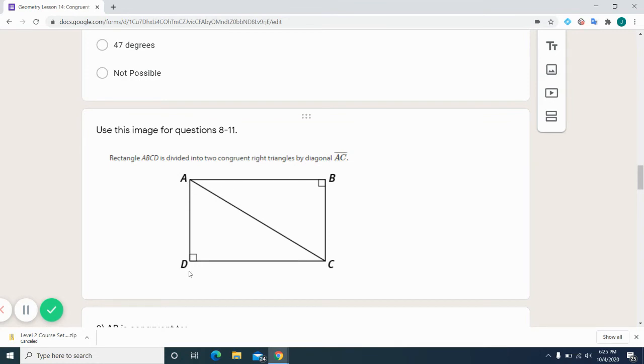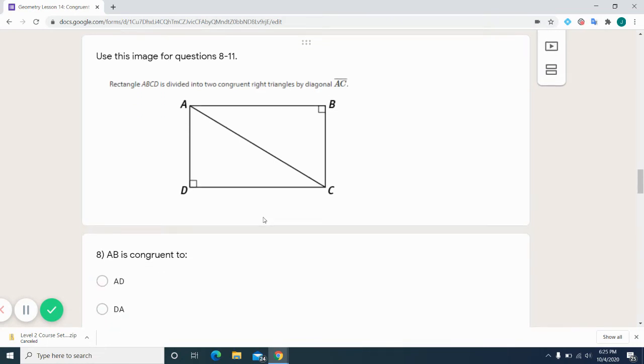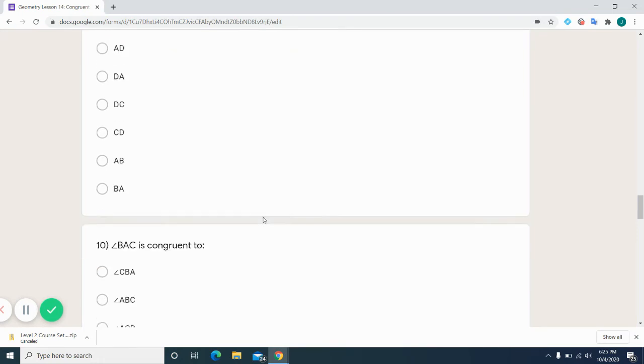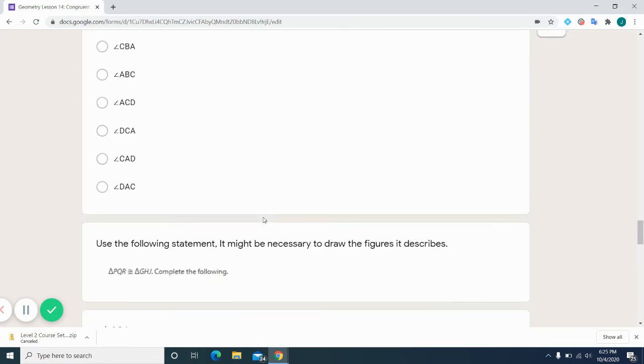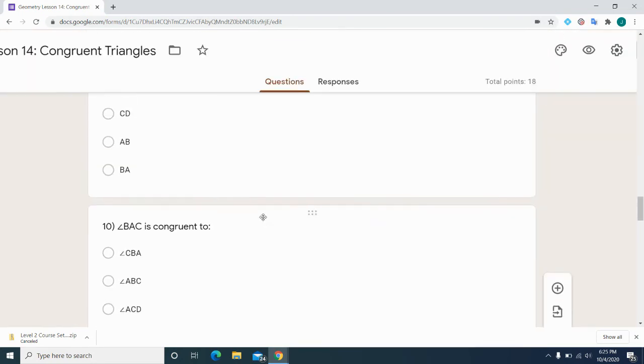What about AD? AD is the same as corner cut in half down to right angle. So AD, you'd have to go corner cut in half to right angle. So AD is the same as CB. Okay, so let's try this. I want you to do 8, 9, and 10. Oh, and 11. 8, 9, 10, and 11. Okay.